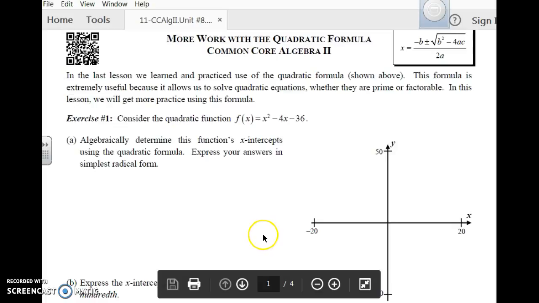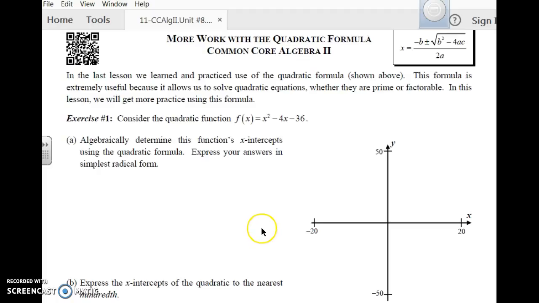This is Algebra 2, Unit 8, Lesson 7, more work with the quadratic formula. Now, in the last lesson, we went over the quadratic formula again, and it's right here. We can see x equals negative b plus or minus the square root of b squared minus 4ac, over 2a.